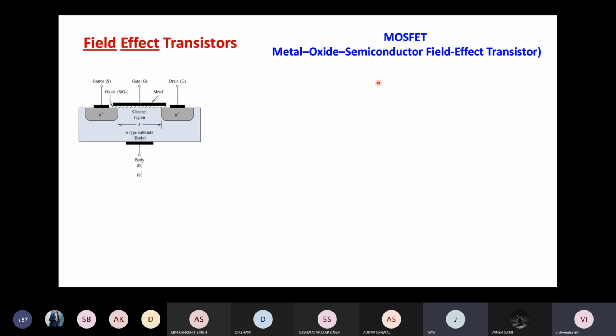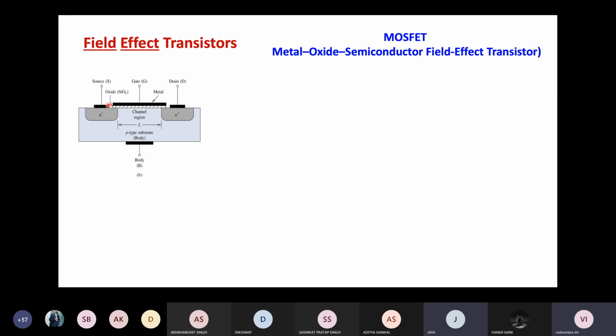And this electric field is not so important in BJTs. But as one of you told, it is not the junction field actually, it is the electric field created from the gate. So let's see how it works. First, let's try to understand what is a MOSFET. MOSFET, like any transistor, is a three-terminal device.